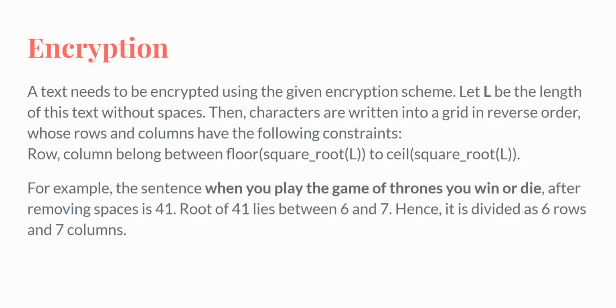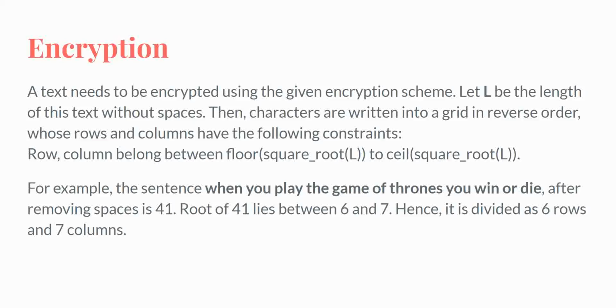So, in encryption, the question was like this. A text needs to be encrypted using the given encryption scheme. Let L be the length of this text without spaces. Then, characters are written into a grid in reverse order, whose rows and columns have the following constraints. The row and the column value belong between the floor of the square root of L to the ceiling of the square root of L.